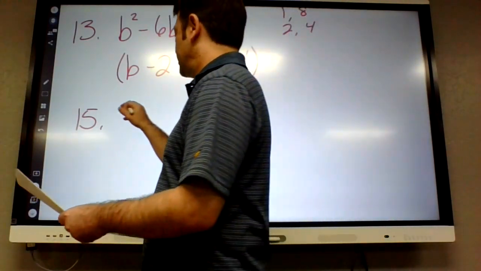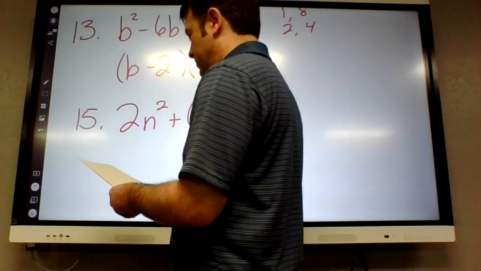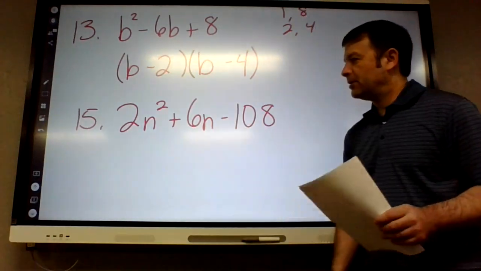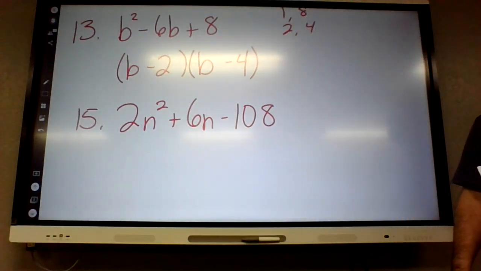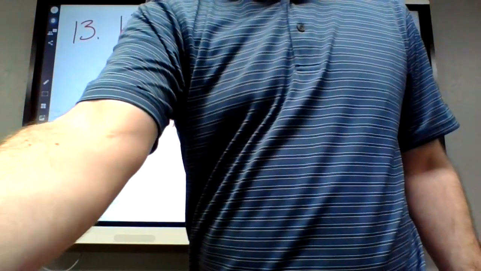Okay, what changed on 15? There's a number on the front term. Does anybody know what we can do? Divide by 2. Okay, you can't divide by 2.